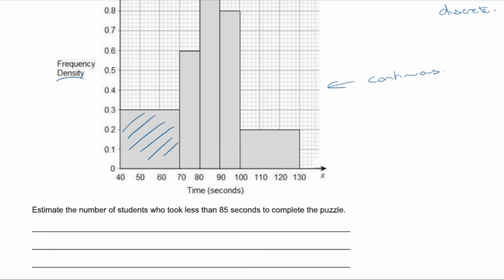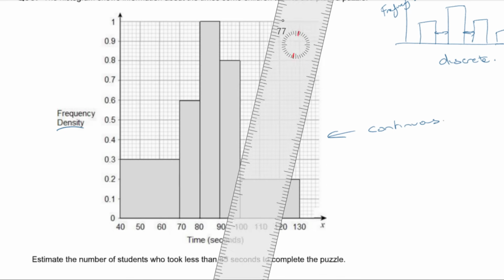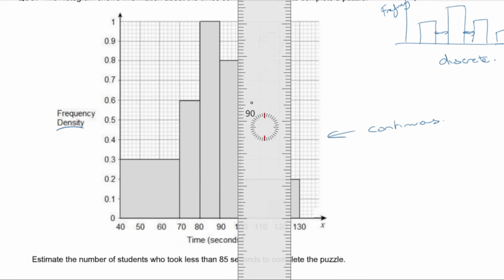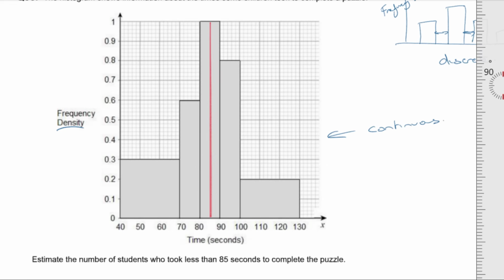Okay, so estimate the number of students who took less than 85 seconds to complete the puzzle. So 85 is kind of smack bang halfway across the tallest bar there, isn't it? So I'm going to divide this bar in two. Yeah, 85. Okay, so what we want is all of the bars to the left of that cut-off line. They're the ones who took less than 85 seconds. So all of these guys took less than 85. These guys took less than 85, plus the left-hand side of this bar.